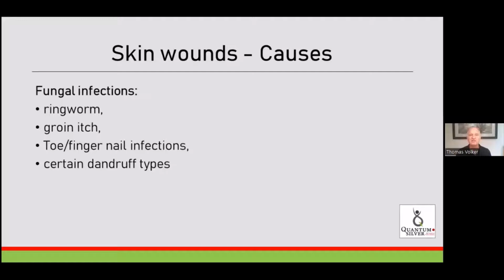And then toe and fingernail infections are also quite common. We recently had, again, people calling on us and buying products to help them heal of their toenail infections. And then there are certain dandruff types. Dandruff and dry skin of the scalp can be caused by various conditions and reasons, but also some dandruffs are caused by fungus. And if we treat that with silver, then one can get healing and restoration quite quickly.